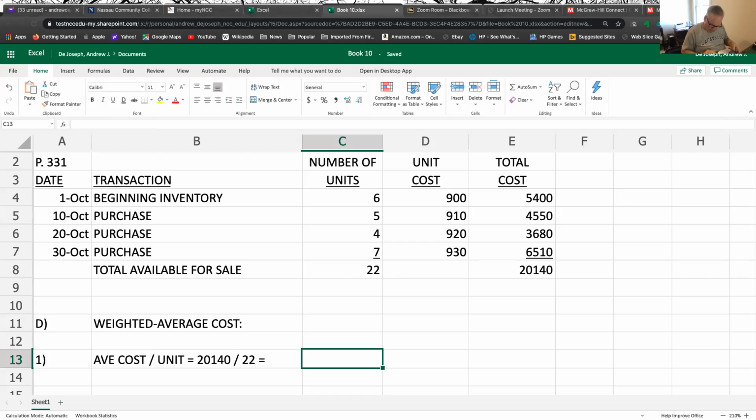Okay, now that I say about rounding, you've got to pay attention to rounding in these things. They don't say anything about rounding, but I think when you do yours, they're going to say round to 3 decimal places, right? That's what I'm going to do. 915.455.